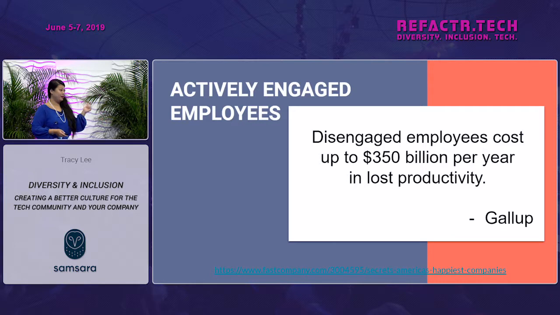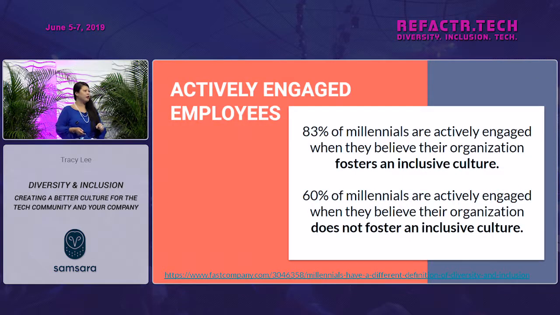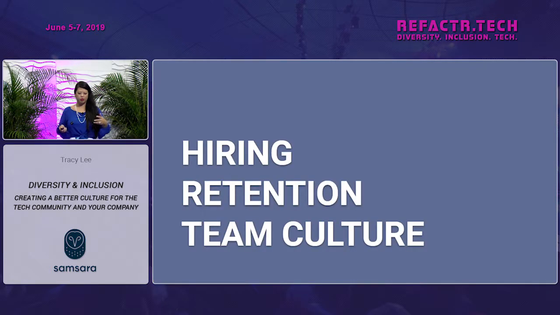Another reason why this affects the bottom line is that disengaged employees cost companies up to $350 billion per year in lost productivity. And why does this matter? It's because 83% of millennials are actively engaged when they believe that their organization fosters an inclusive culture, versus only 60% if they feel like they don't. So that's like a 23% loss in revenue based on productivity if you don't have an inclusive culture.